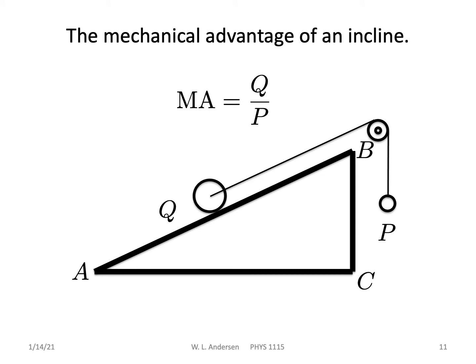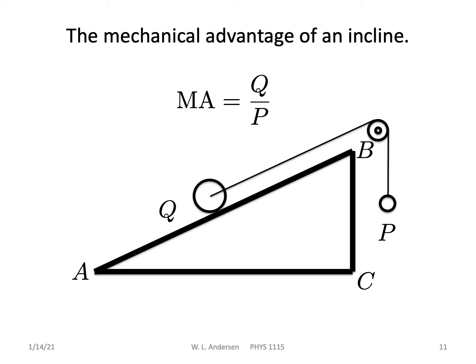Now let us attack the mechanical advantage of an incline. Of course, if you hang 10 pounds at P, then the tension in the rope is 10 pounds, and so 10 pounds is exerted on the weight Q. That exerted weight on Q, we will not consider to be the weight out, because then that would give it a mechanical advantage of 1 in all cases.